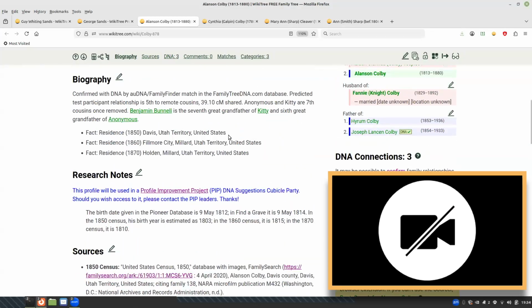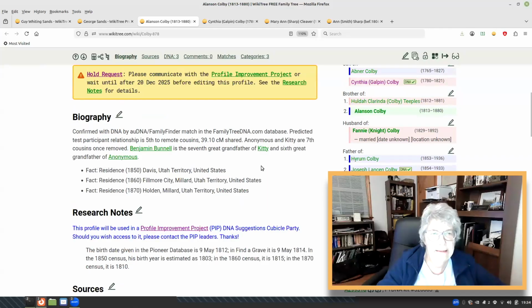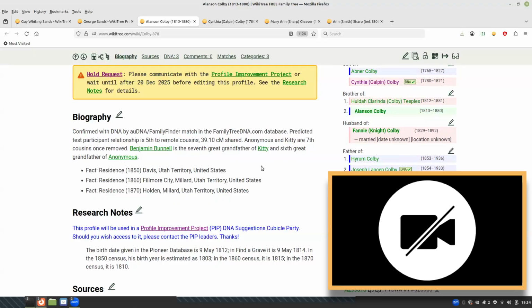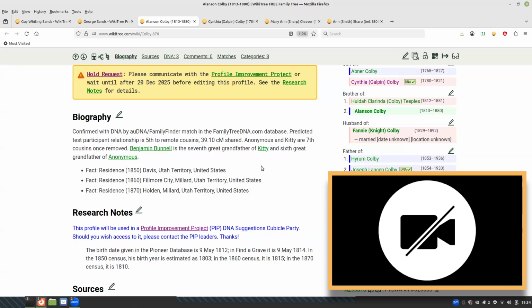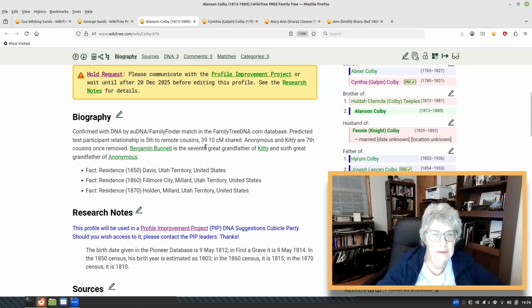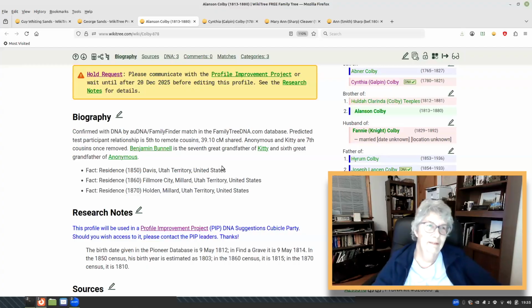It's not in sources, and it's an old one. It's not valid either because they're remote cousins and not triangulated. It's too distant to be a valid confirmation. It is something that's been on there a long time. So this shows how the DNA confirmation on WikiTree has improved over time.